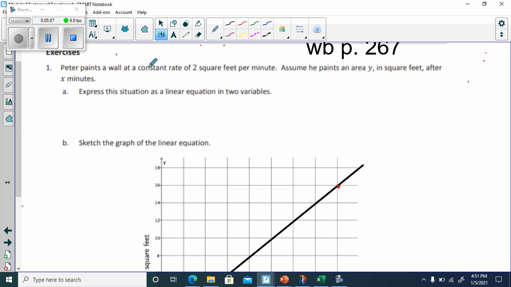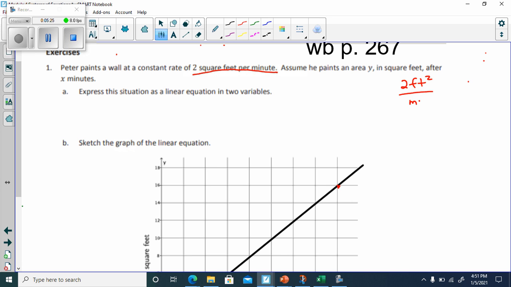Peter paints a wall at a constant rate. Constant rate means that its slope does not change no matter where you pick your points. So therefore it's linear. Constant rate of 2 square feet per minute. There is our rate: 2 square feet per minute.